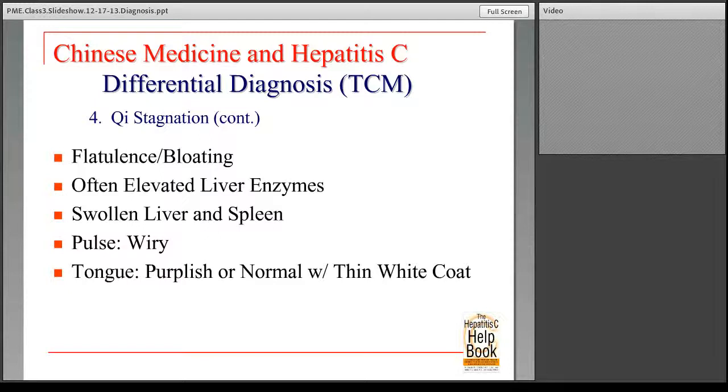In this case, we have a Western diagnosis here of often elevated liver enzymes. There can be a swollen liver, a swollen spleen. So we have splenomegaly and hepatomegaly. The pulse is wiry, so there's a pulse of excess here, a wiry pulse, a pulse of stagnation of the liver qi. And the tongue can be purplish, or it can also be normal with a thin white coat. Not necessarily a lot of blue veins, because that's associated more with blood stagnation.